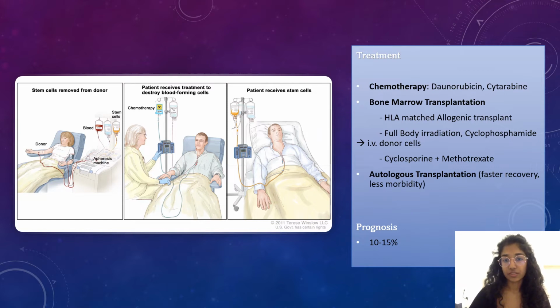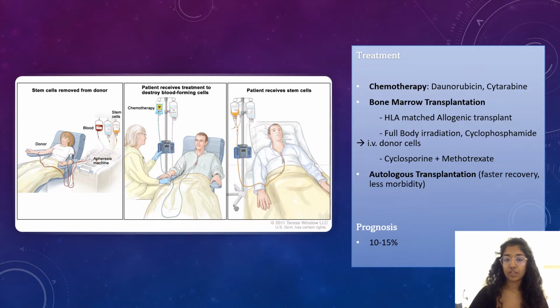Treatment of a person with AML generally includes two methods. You have either chemotherapy or transplantation. Chemotherapy is done by using drugs such as daunorubicin or cytarabine, which are given in 5 cycles in 1 week blocks, or you can make use of bone marrow transplantation, which can be allogenic or autologous.